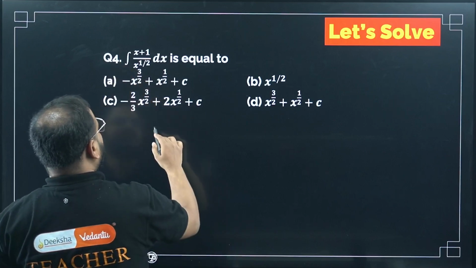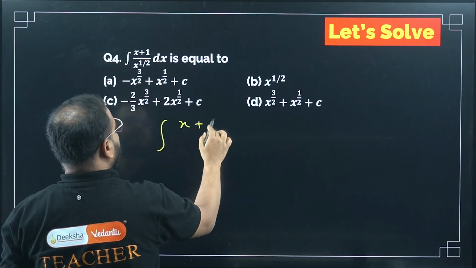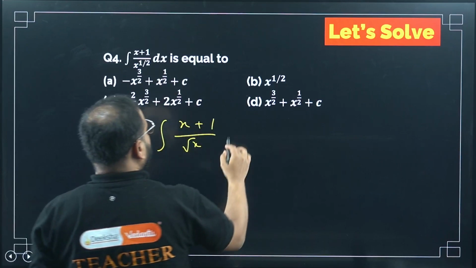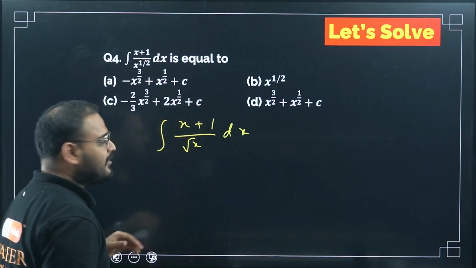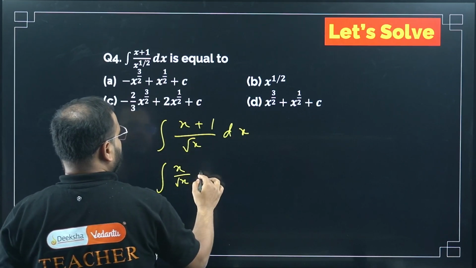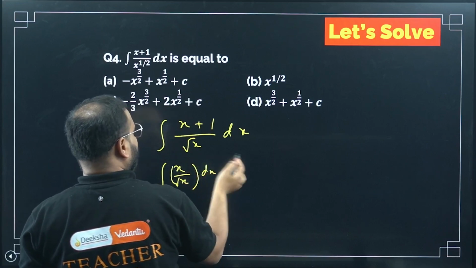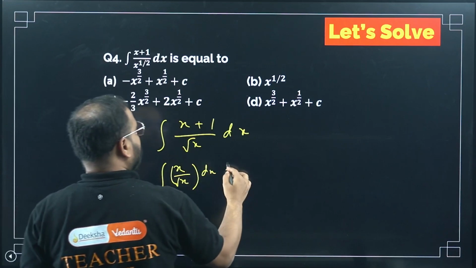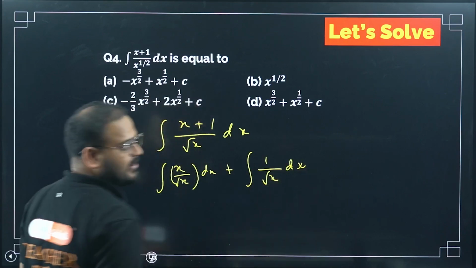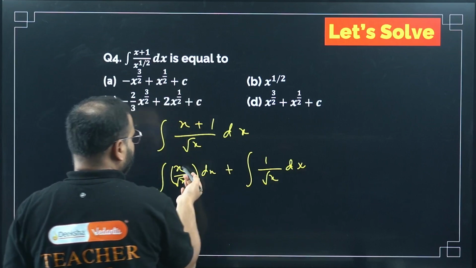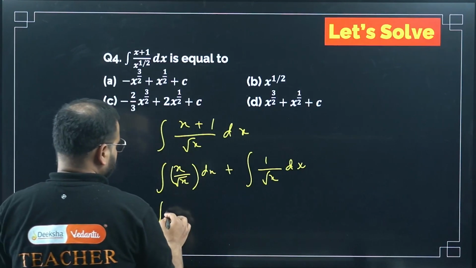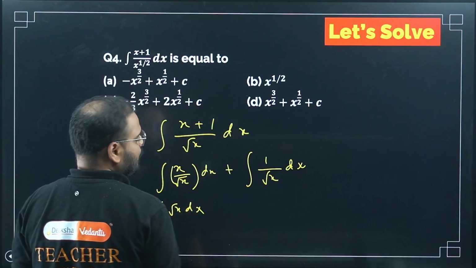Check here. I have this integration given as integration of (x + 1) divided by root x. Basically x power 1 by 2 means root x only. Simple, very simple. Take it in 2 different parts. So x upon root x dx, I'm separating the integration, plus integration of 1 upon root x dx. If I simplify this, I'll get root x dx.